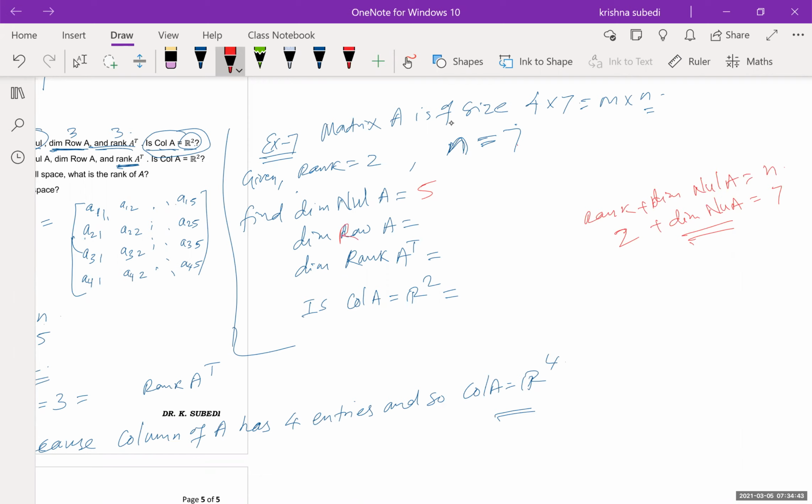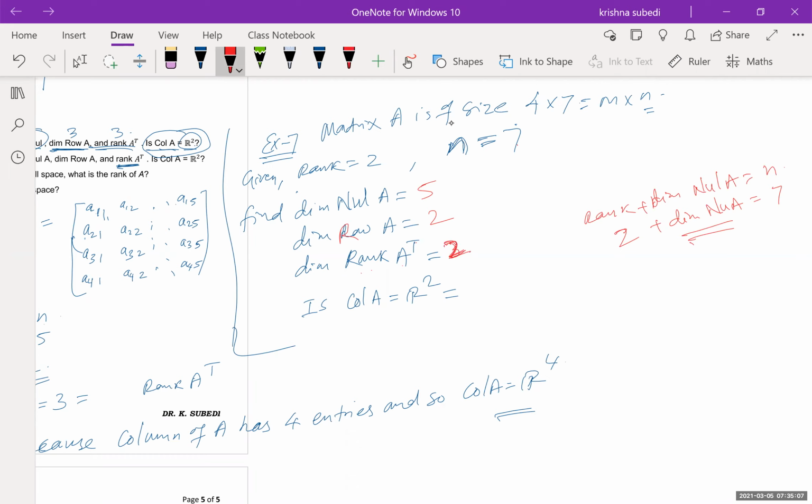Dimension of row A is actually called the rank, which is already given. The answer is already given there. Dimension of rank A transpose means it is the dimension of the column space, because, well, I think we already discussed that. So this also will be 2.